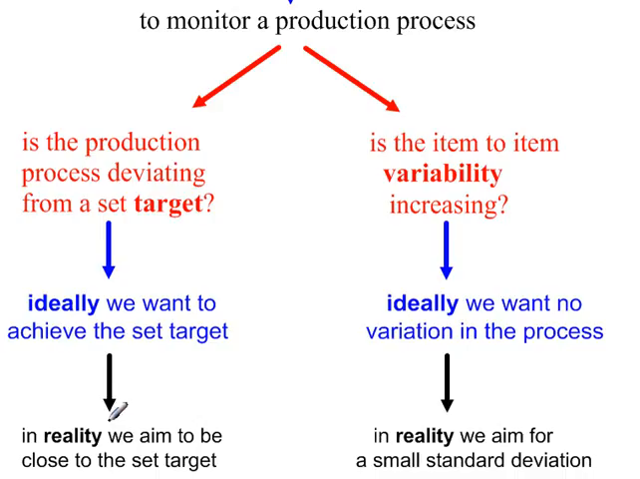In reality, we aim to be as close as possible to the set target, and we aim for a small standard deviation. There is always some natural variability in every process. So aiming for a 0 standard deviation is unrealistic, but we can accept a small standard deviation in the production process.